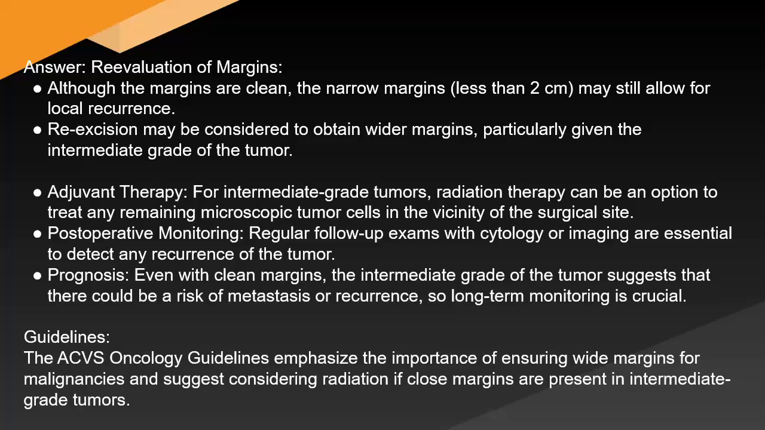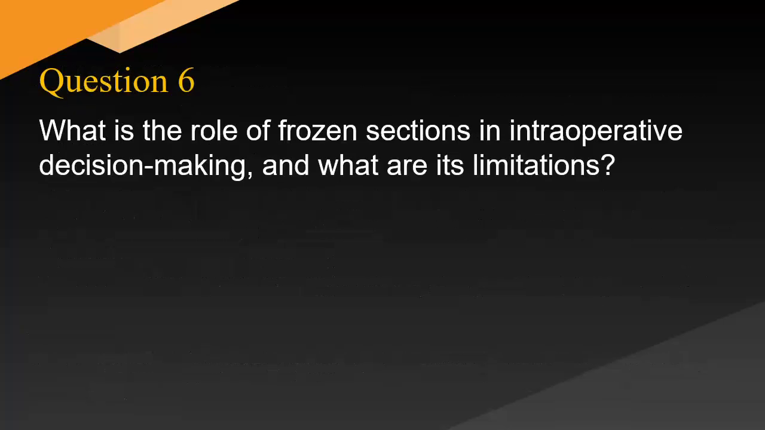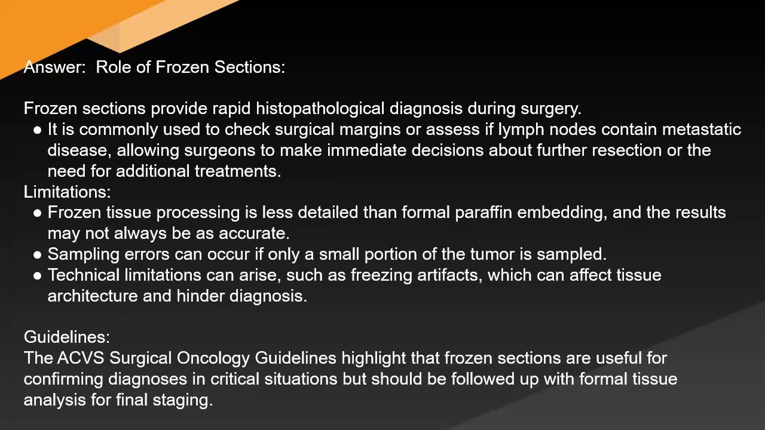Guidelines: the ACVS oncology guidelines emphasize the importance of ensuring wide margins for malignancies and suggest considering radiation if close margins are present in intermediate grade tumors. What is the role of frozen sections in intraoperative decision-making and what are its limitations? Answer: role of frozen sections.